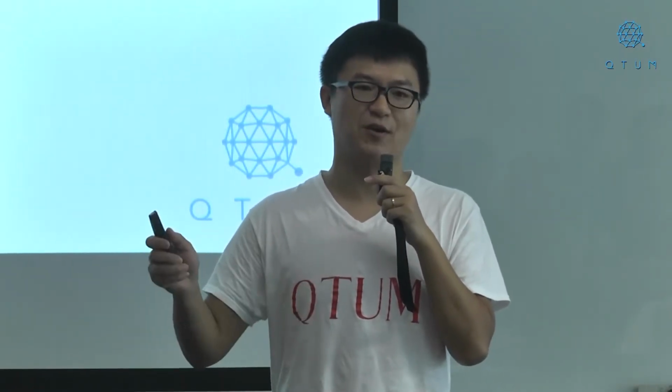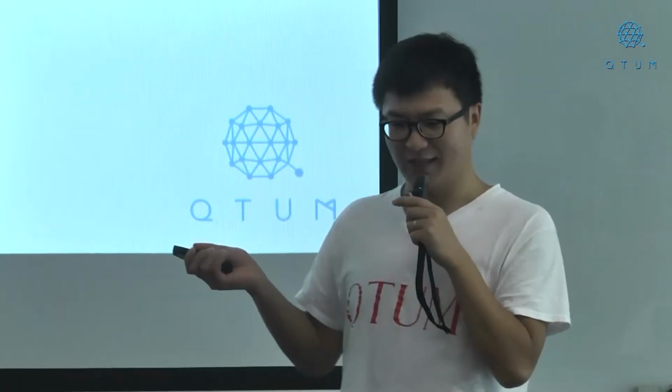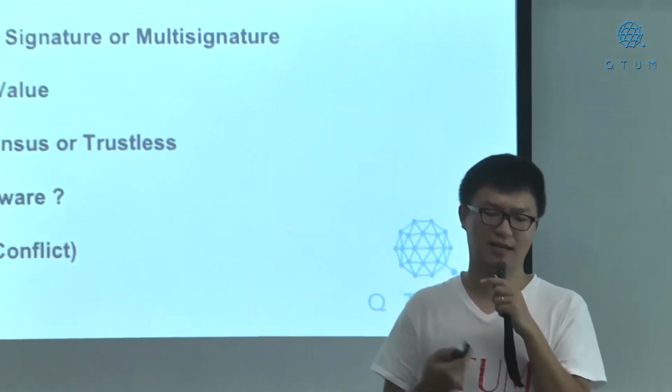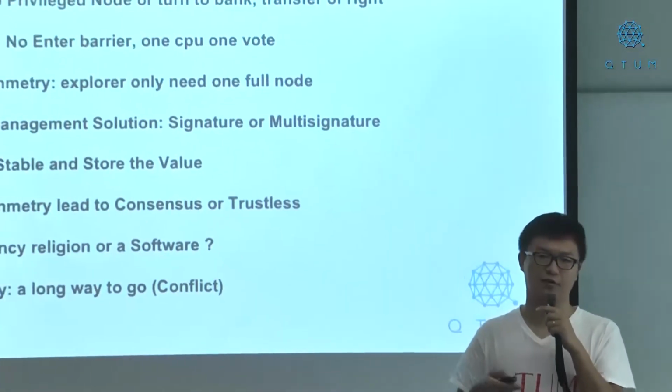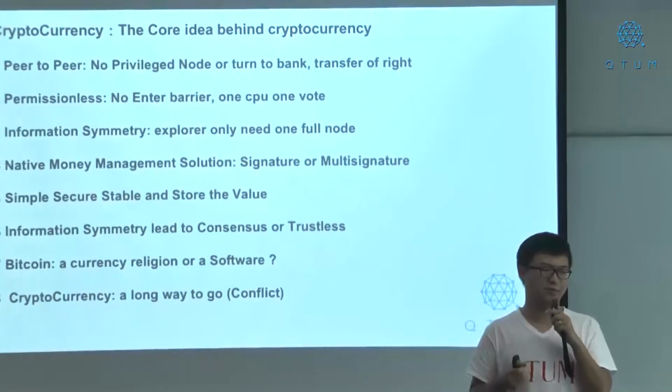So cryptocurrency happened for a reason. Even before Bitcoin, people already did a lot of experiments, wanting to create a cryptocurrency. So let's talk about the core ideas behind cryptocurrency. First, it should be a peer-to-peer network. It's very important because the Bitcoin white paper said it's a peer-to-peer electronic money transfer network, a value transfer network. So first, it should be peer-to-peer.